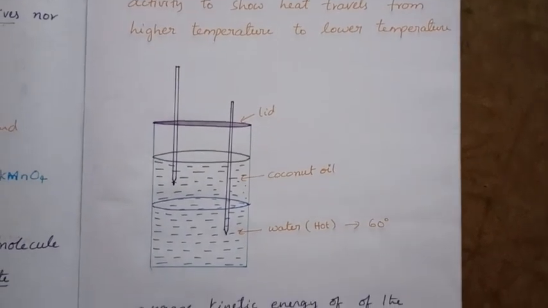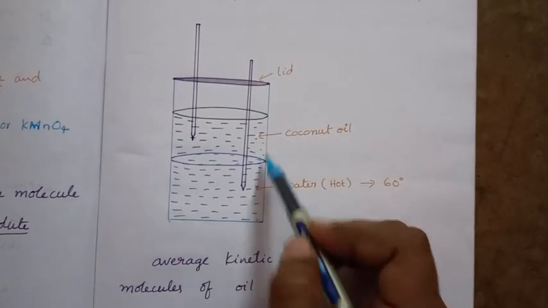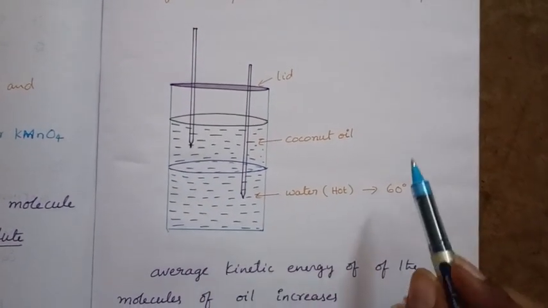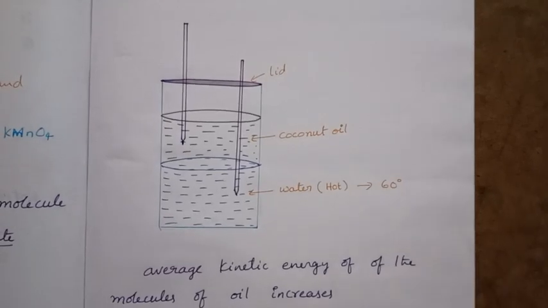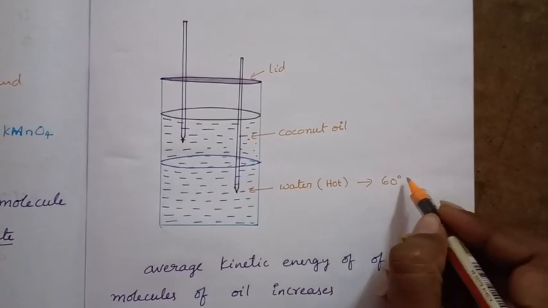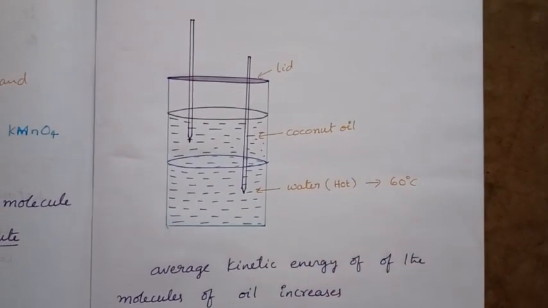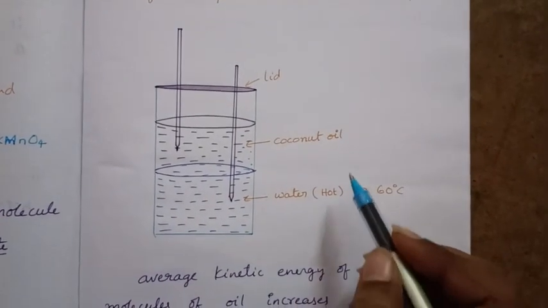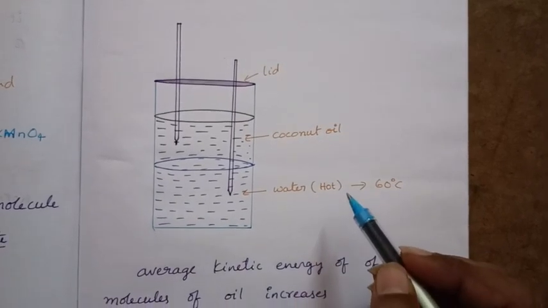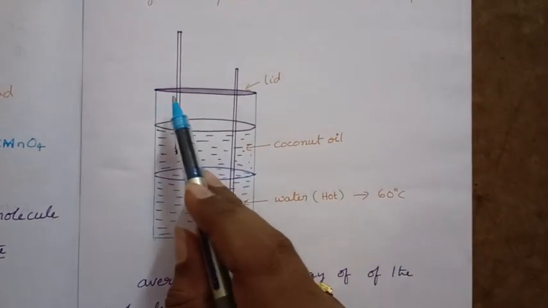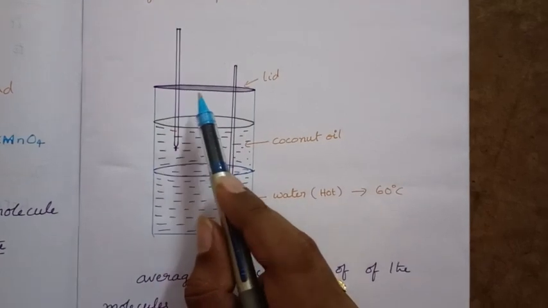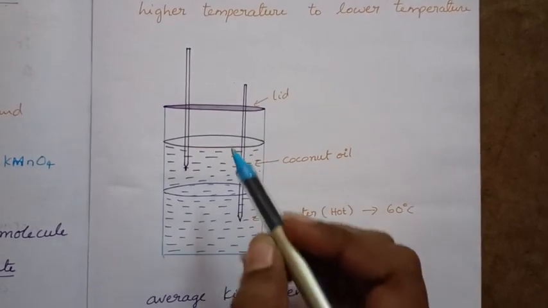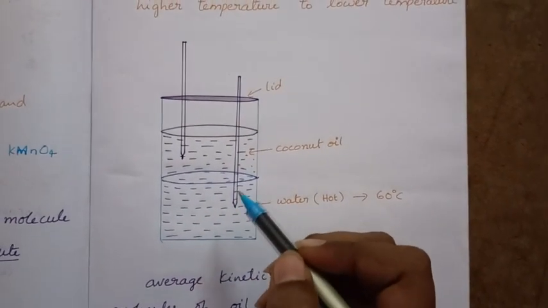To do this experiment, we need a glass tumbler, hot water at a temperature of 60 degrees Celsius, coconut oil at room temperature, and a lid having 2 holes and 2 thermometers. These are the requirements.